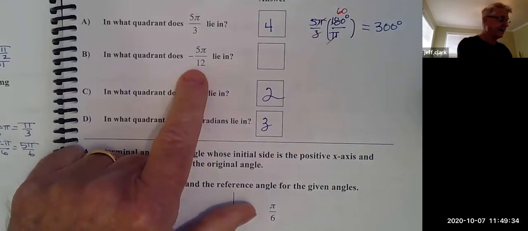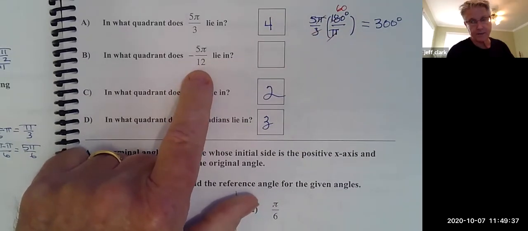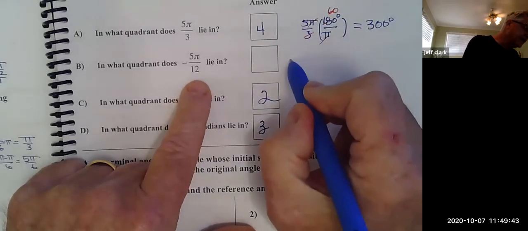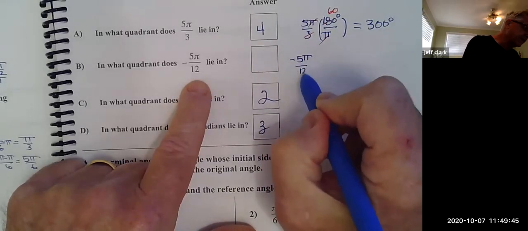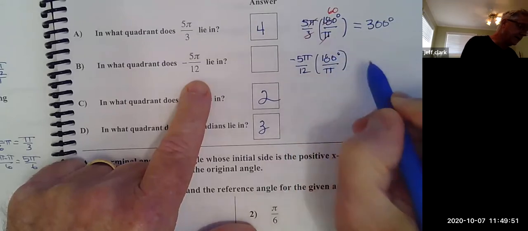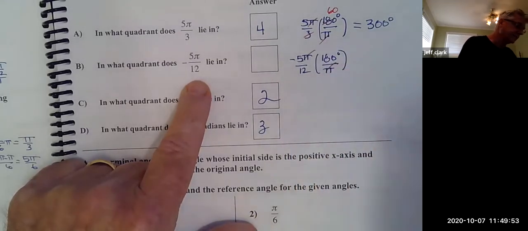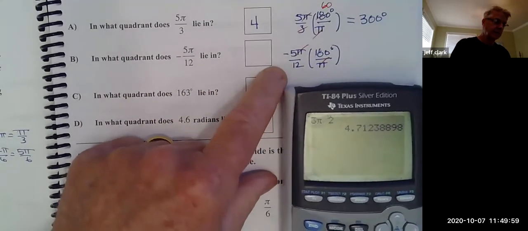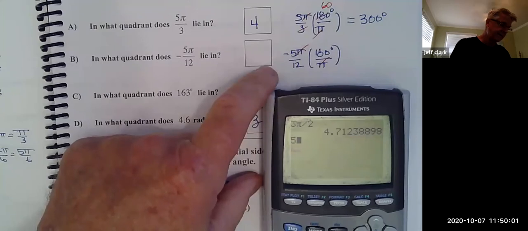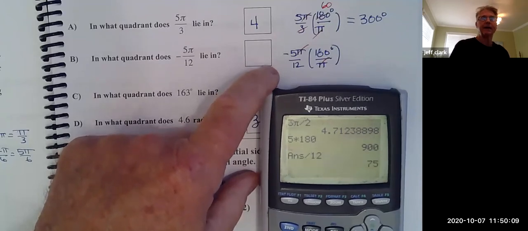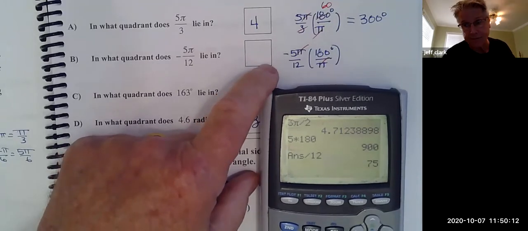Now, if I did this in degrees, it might be easier than the radians. So let's try this again in degrees: negative 5 pi over 12. Put the pi down here, 180 up here, and you know pi is going to go away. I'll just use my calculator now and multiply 5 times 180 and divide by 12. So 75 degrees, negative 75 degrees.